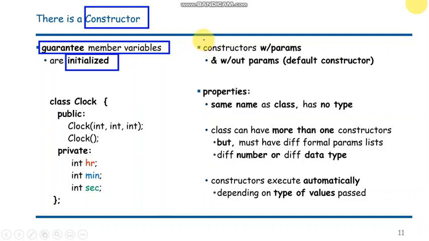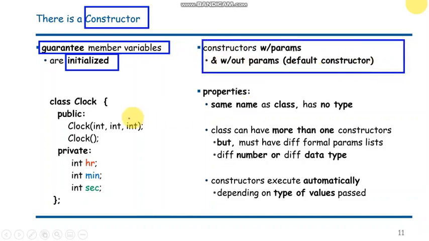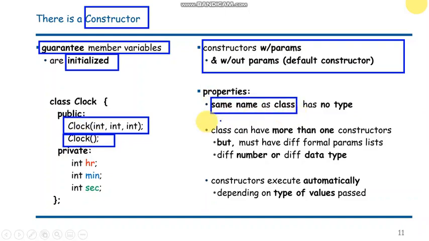We have two types of constructors. We have constructors with parameters, and we also have constructors without parameters. At times, the constructor without parameters is also called a default constructor. But how do I know that these are constructors? They have some characteristics. A constructor has the same name as that of the class. If you come here, I have clock, and the name of the class is also clock.